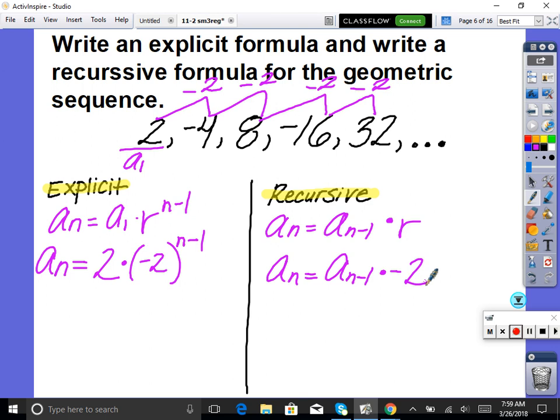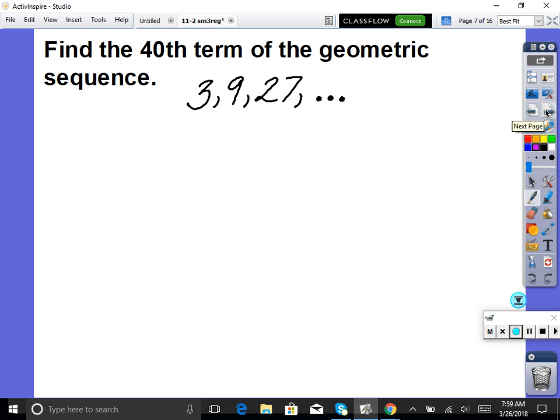Okay, awesome. Okay, so I think this one's on your worksheet, is this one on your worksheet?